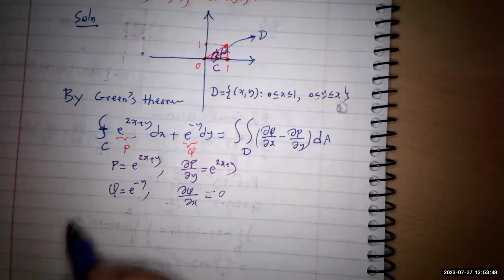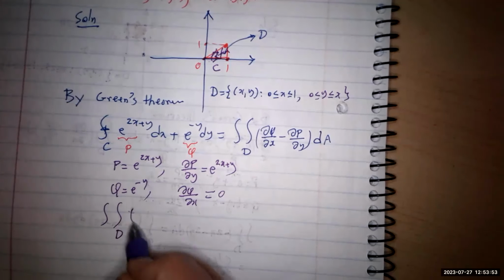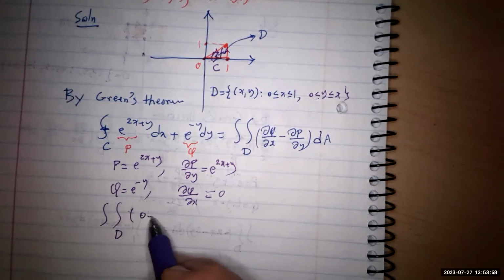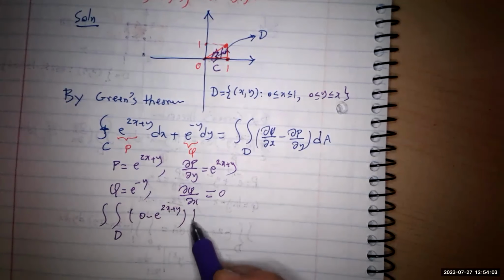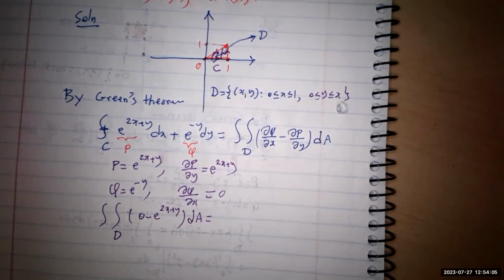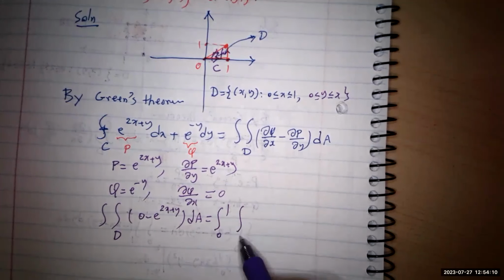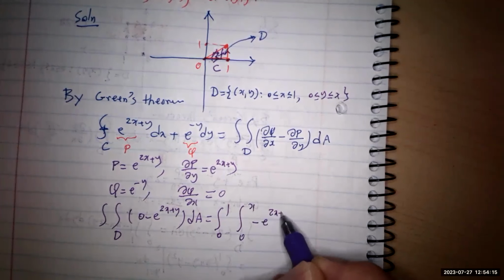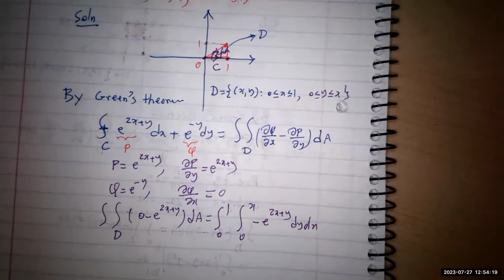So the double integral on D, and the difference is going to be simply 0 minus e to the 2x plus y, dA. This is it. And you already decided the domain: 0 to 1, and then 0 to x, and the function is simply negative e to the 2x plus y. Then you integrate with respect to y and then with respect to x. You see, it can easily be done.